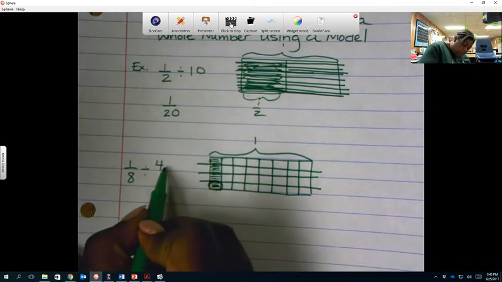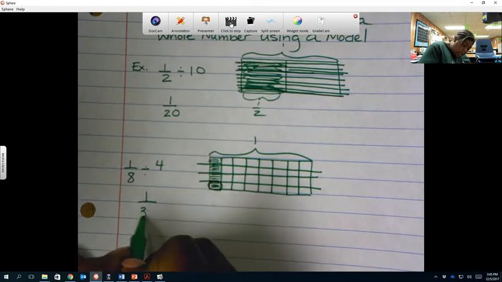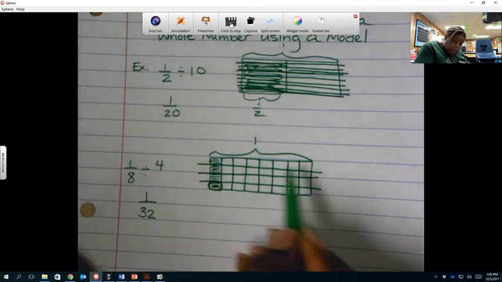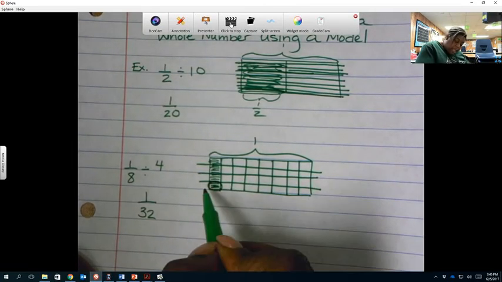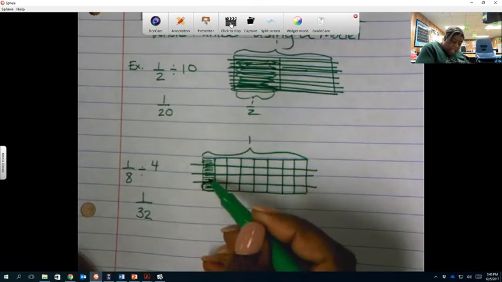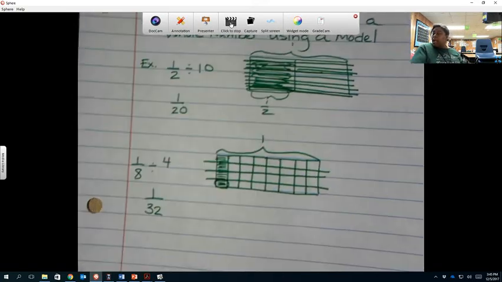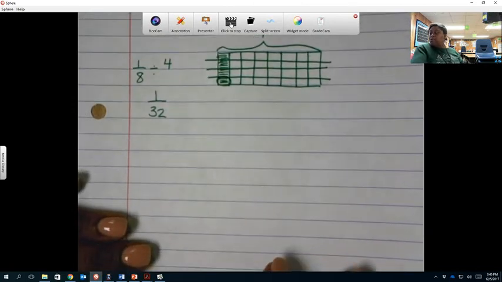Well, that's 1/32. Because if this was a whole pan, I would have 32 pieces, and this would be one of them. But I only have 1/8, but it's still 1 out of 32. Okay? I'll do one more example.